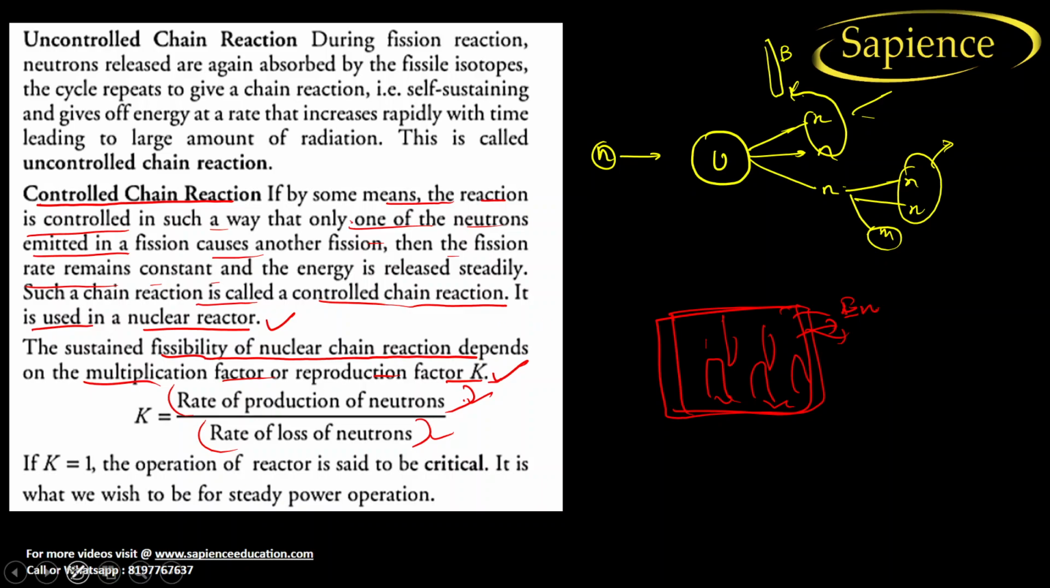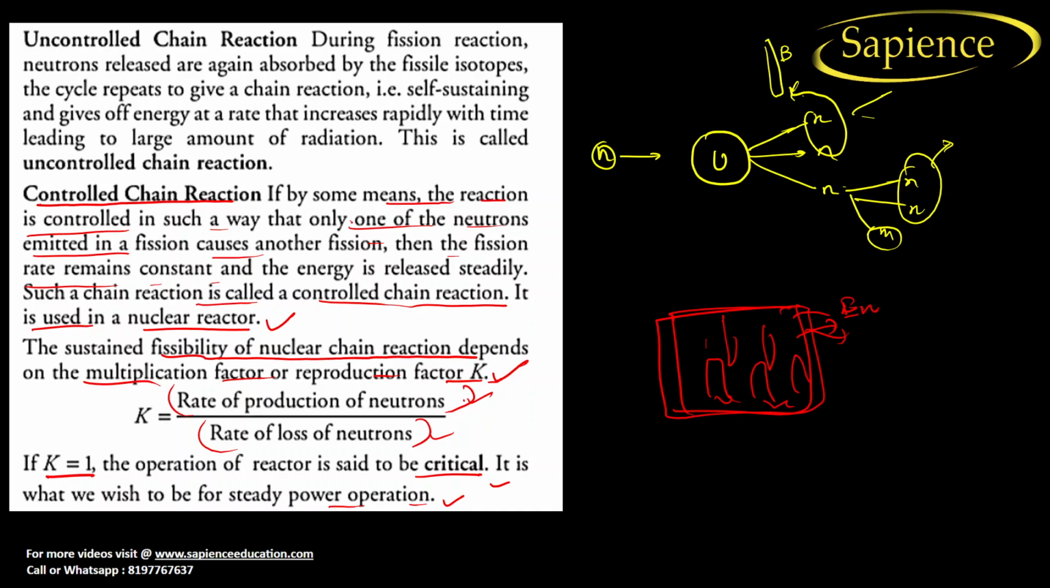So the condition for which the reaction is critical: if K becomes 1, what will happen? We can say that the operation of the reactor is critical, and it is what we wish for steady power operation. So we always want this for steady power operation.